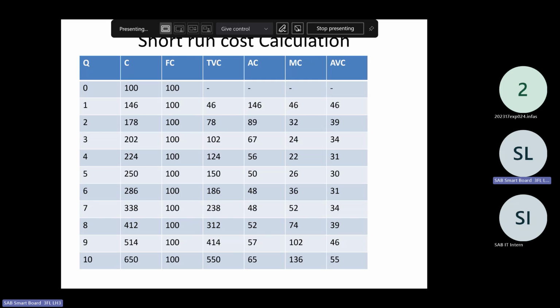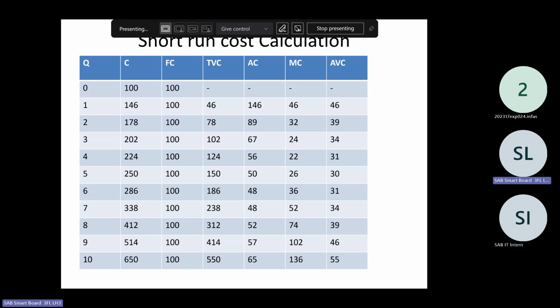It does not vary with the output. Initially at the 0 level, 100 means the fixed cost is 100, right? Regardless of the output level, the fixed cost is fixed. And the variable cost, how do we take the variable cost? Now you know the total cost, you know the fixed cost. The difference between the total cost and the fixed cost is the variable cost. At the 0 level, there is no variable cost.